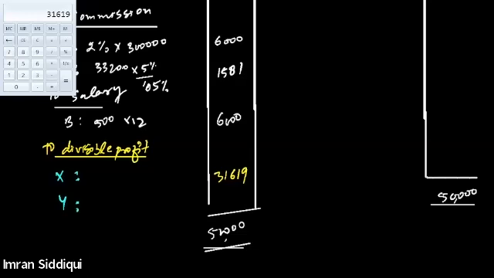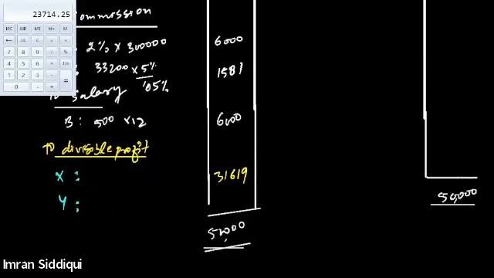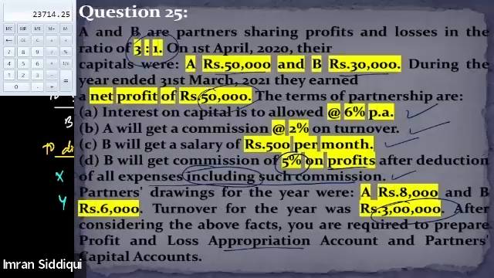Right? You will be able to do this. Yes, 31,619 in the profit sharing ratio. So the profit sharing ratio was 3:1. That means 3 by 4 and 1 by 4. Into 3 divided by 4 will be 23,714.25. And for the other partner, the remaining amount. All right, Evan. Is it clear to you? Yes, sir. This is how the final P&L account will look.